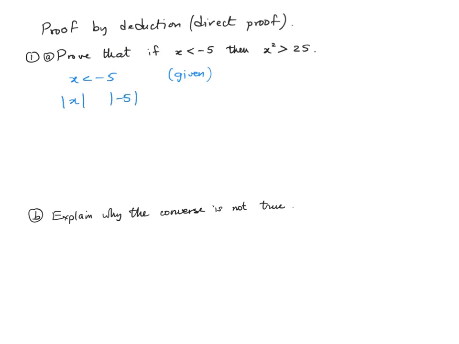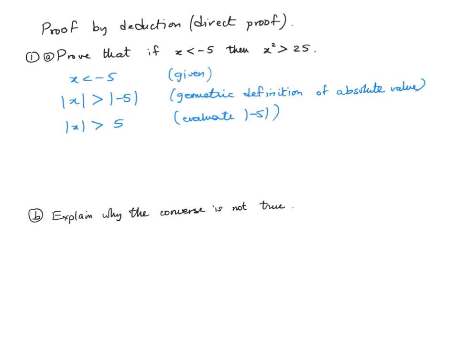Well, when I do that, then because x was less than a negative number, it's farther away from the origin. So absolute value of x is the distance from the origin. It's going to be greater than. This is the geometric definition or explanation, if you want, of absolute value. Okay, and therefore, of course, that means that absolute value of x is greater than 5. That's just evaluating the absolute value of -5.